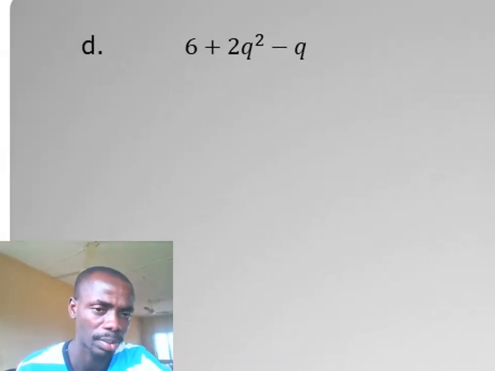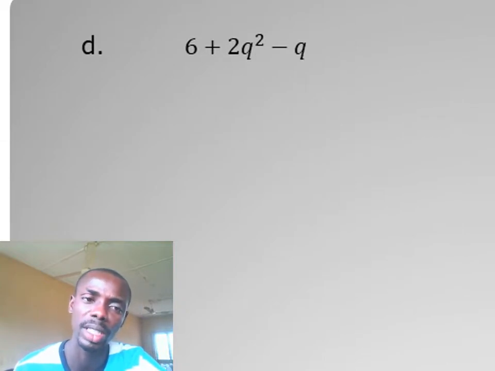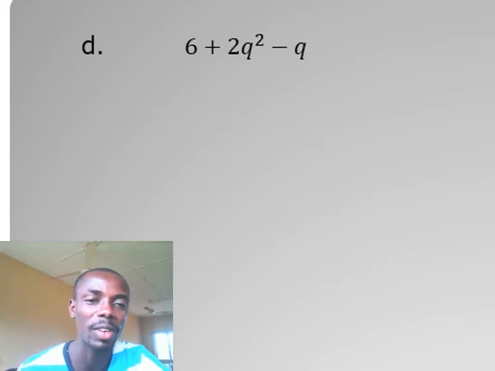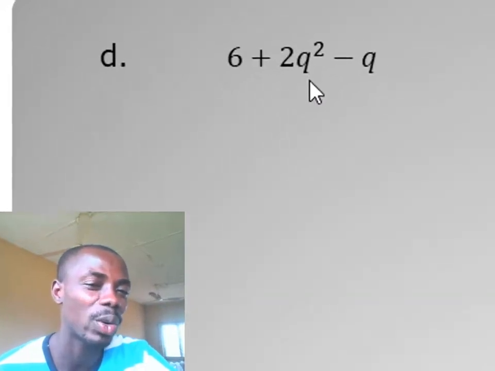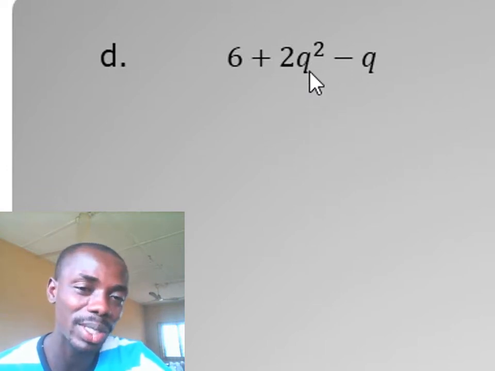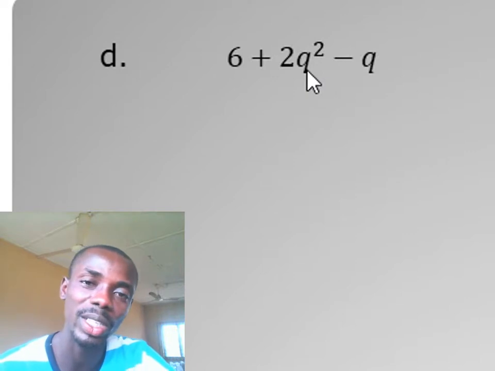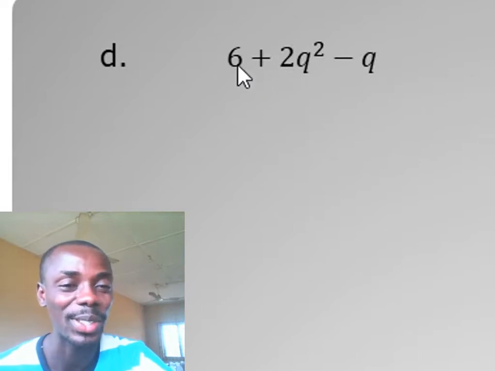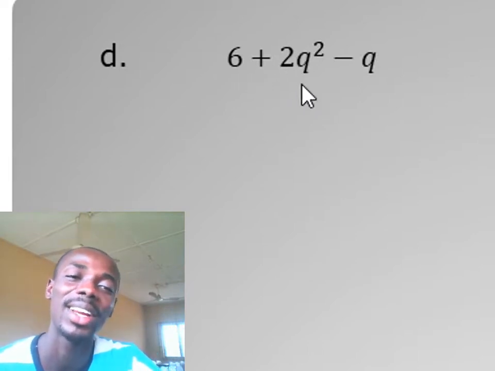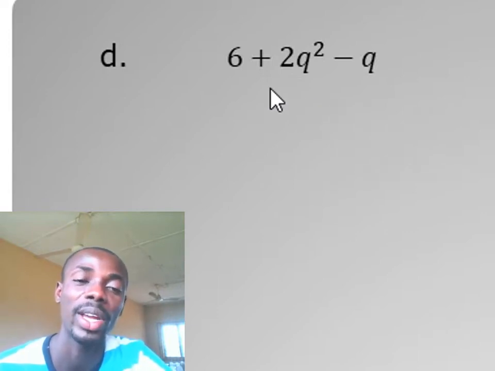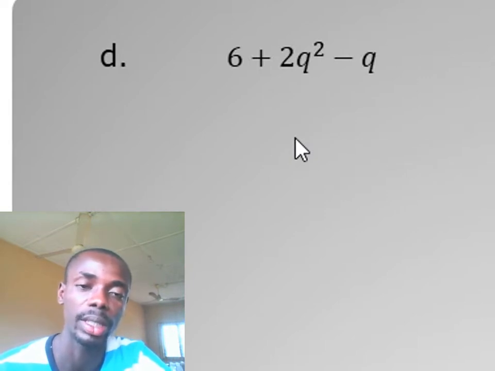Alright, now in example D there is a kind of rearrangement where we need to be very careful. Always remember, your A is the coefficient of your variable raised to the power of 2. Our variable here raised to the power of 2 is q squared. So the coefficient of q squared is 2, and that is your A. Your A is not 6. Be careful. That makes your A equal to 2.